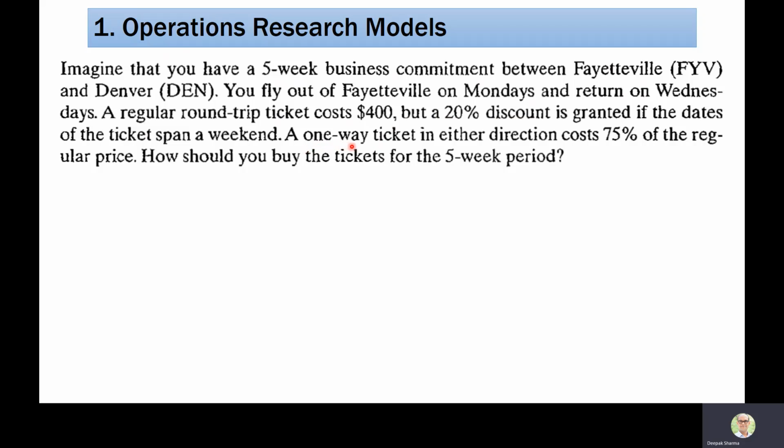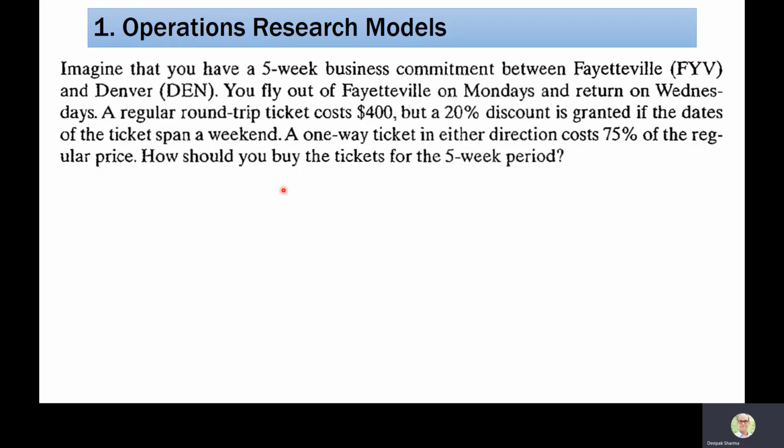In case we have to buy just a one-way ticket, then we have to pay 75% of the regular price, meaning that 75% of 400. How should you buy the ticket for the 5-week period? Now, as we have understood this particular problem statement, what we can see here is there are multiple alternative ways we can buy a ticket for this particular trip.